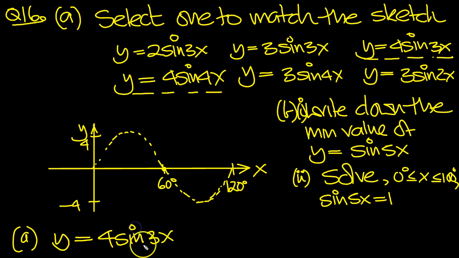We could, of course, recognize the curve directly as well, because sine goes up and down in 180 normally, but 3x will go 3 times as quickly. 180 over 3 is 60, so that's what we would have expected anyway. Part B. Part 1. Write down the minimum value of y equals sine 5x. The sine function just varies between 1 and minus 1, so the minimum value is minus 1, which we've written down.